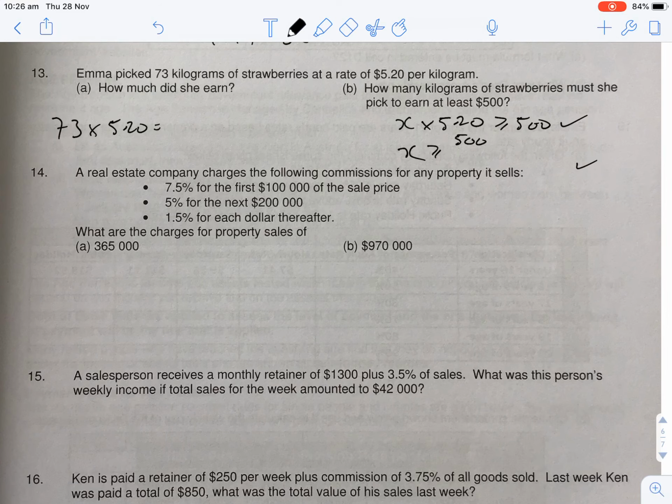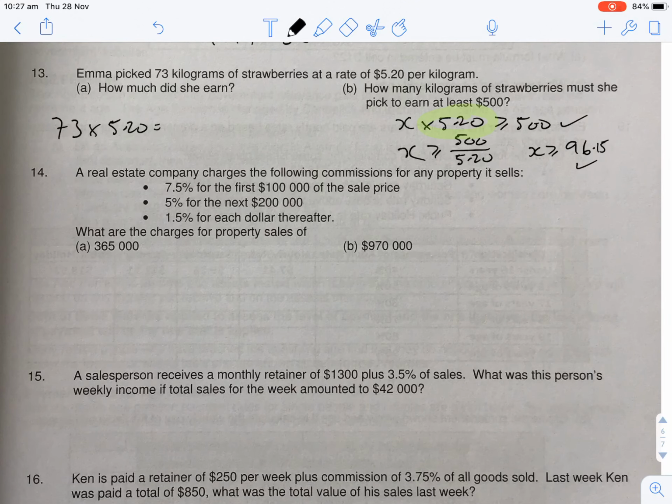So basically the X is staying where it was, the 500 staying where it was on the right hand side of the sign, and what needs to shift is the times by 5.20 so that I can get X on its own. So I was timesing by that. The opposite of timesing is dividing. So I'm going to divide by the 5.20, and that's going to give me an answer of X greater than or equal to 96.15. So basically she's going to have to pick 97.